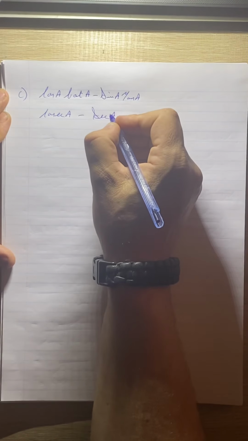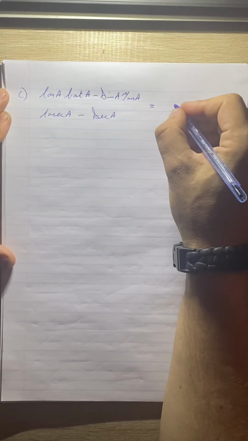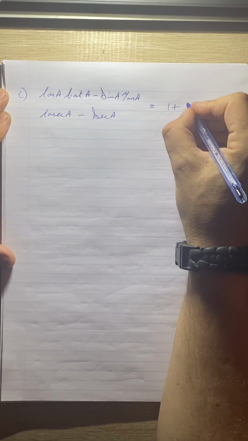Okay, going on to the next one. Example C. We've got cos A cot A minus sin A tan A, all over cosec A minus sec A. And we need to show that this is equivalent to 1 plus sin A cos A.